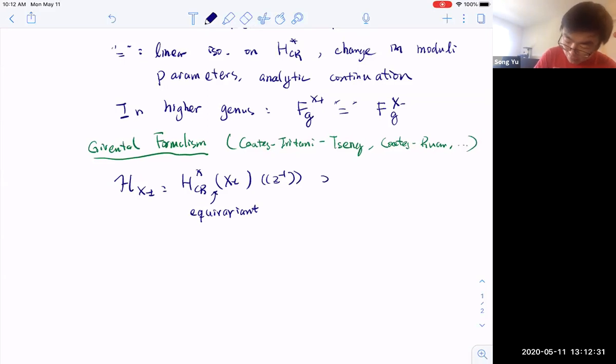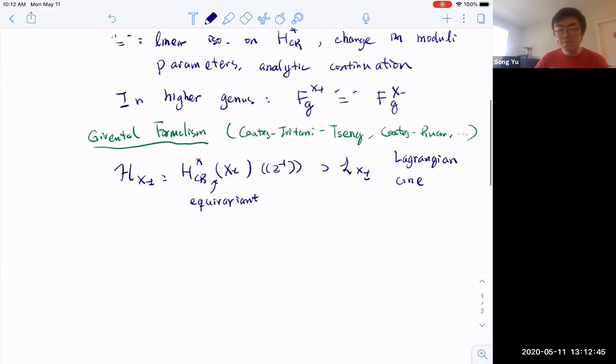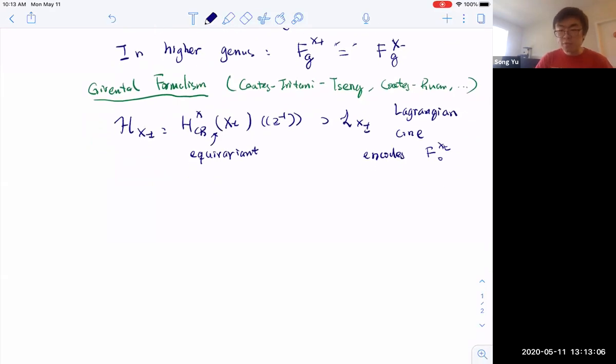But inside this space, we have the so-called Lagrangian cone L of X plus/minus. Or, more technically, they call this a formal germ of Lagrangian cone, but this cone encodes information about F0. So for example, the J function would be a point in this cone. Whatever that means.